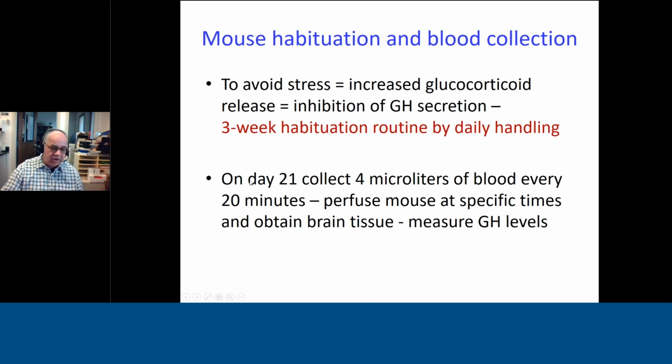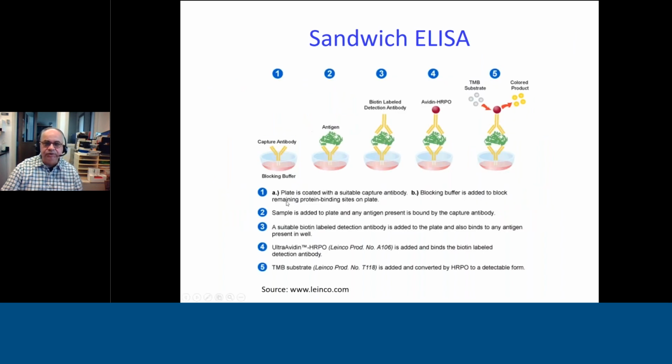And then in our case, on day 21, when they are habituated, every 20 minutes over a long period of time, you collect 4 microliters. You can go down to 2 microliters of blood every 20 minutes. And that is enough plasma in that little drop of blood to determine our growth hormone level using the so-called sandwich ELISA, which is based on a capturing antibody that is very highly sensitive and selective for growth hormone, and then a signal amplification using biotinylated secondary antibodies and avidin HRP.